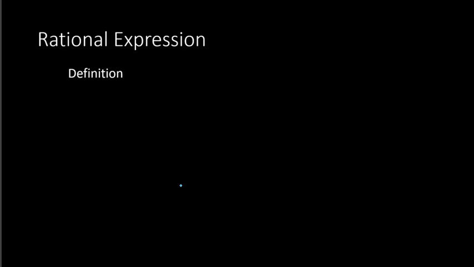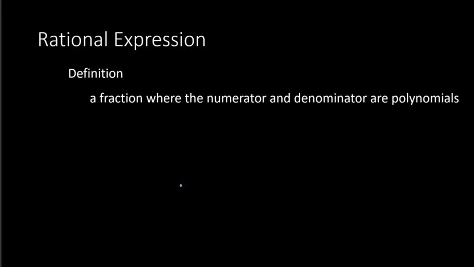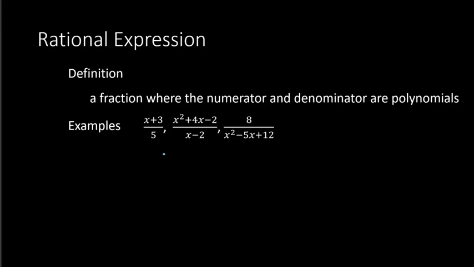In this video, you will learn about rational expressions. Now, what do we mean when we say a rational expression? Well, what we are referring to is a fraction where the numerator and denominator are polynomials. So for example, maybe we have x plus 3 over 5, or x squared plus 4x minus 2 over x minus 2, or 8 over x squared minus 5x plus 12. All of these would be rational expressions.